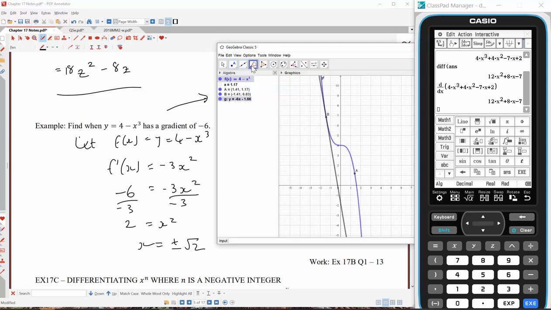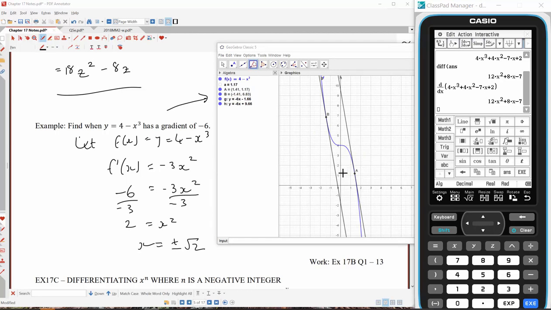Oh, come on. This is not going well. Come on, gradient. Tangents. Select point. Select line. Select point. Why isn't this working? I just paused the video to sort it out and it did it first time. So I don't know what was going on.